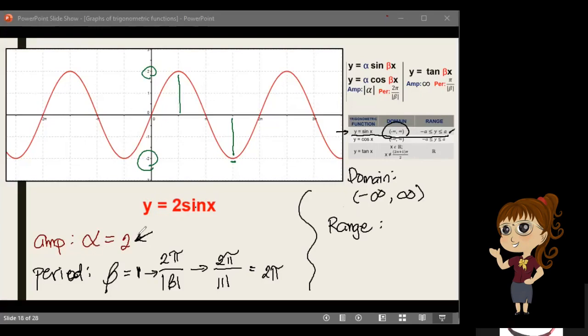So negative 2, substitute them. 2. Correct? Less than or equal to y. Tapos less than or equal to 2 po. Alright, thank you so much.